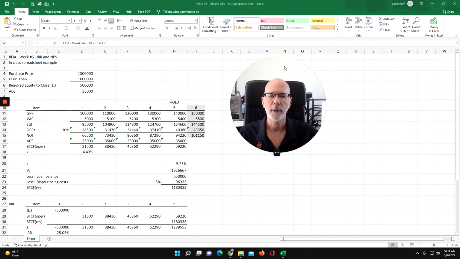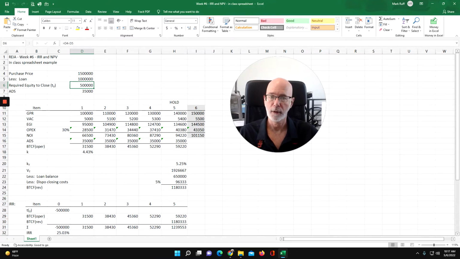What we have here, as you recall, is just simply a basic spreadsheet. We've reconstructed an operating statement. We've been given some basic details of a sample investment opportunity that we're considering. In this instance, the deal is on the market or maybe even trading off market for $1.5 million. We said that for the sake of argument in class, we were going to get a loan for $1 million. Therefore, our required equity to close is $500,000.